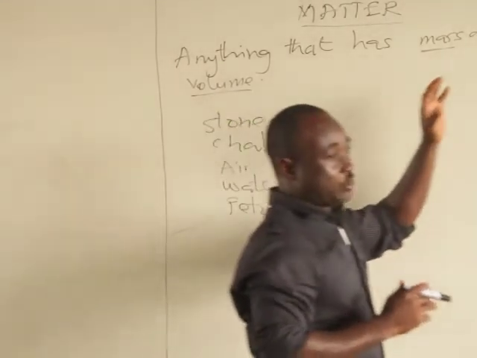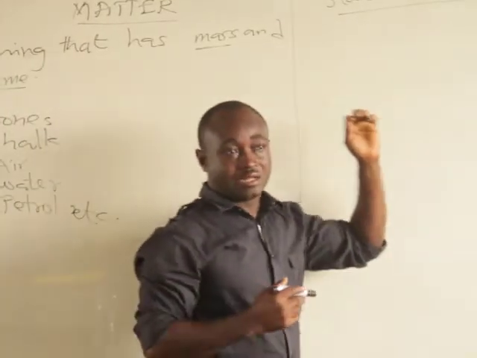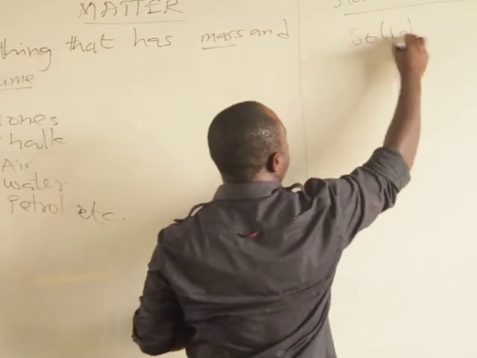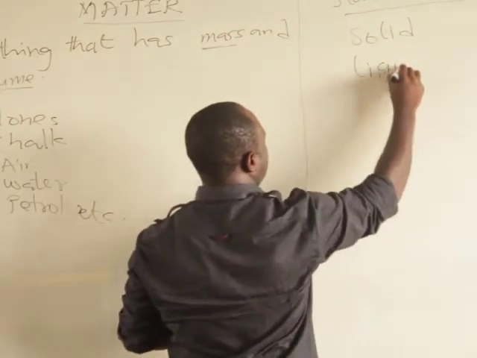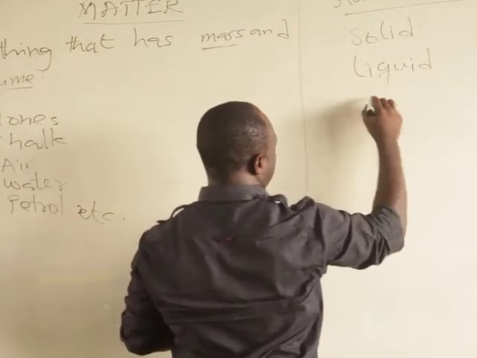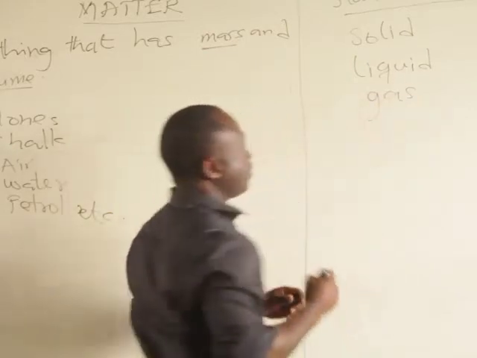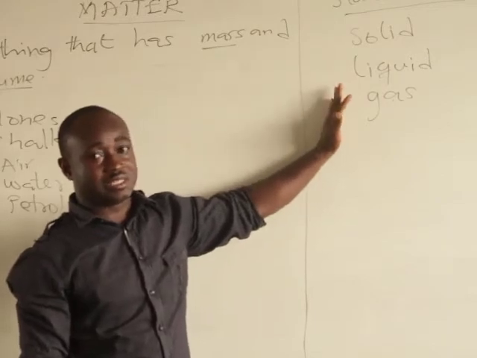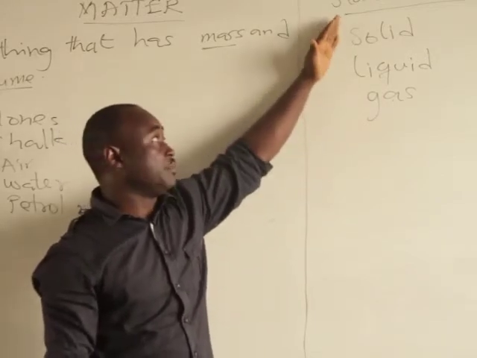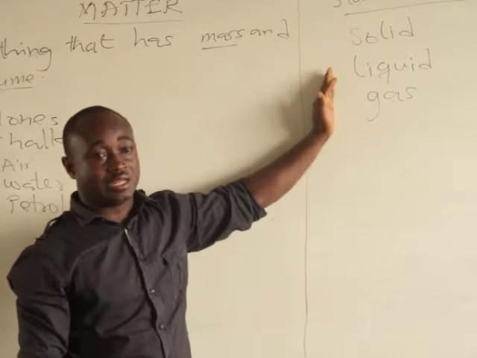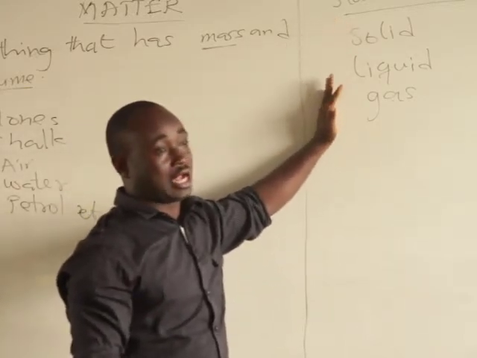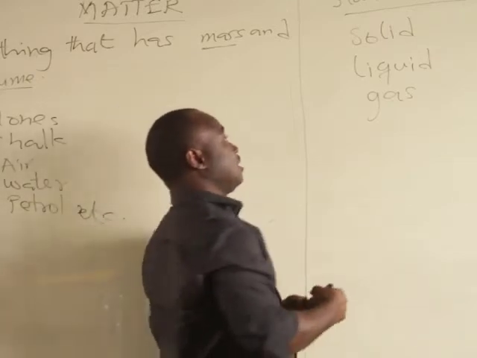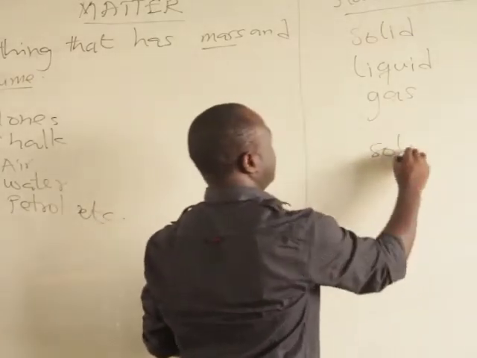So basically, we have three main states of matter, namely solid, liquid, gas. These are the three main states of matter. And these are what we are going to look at today. Now let's take them one after the other. Let's take solids.